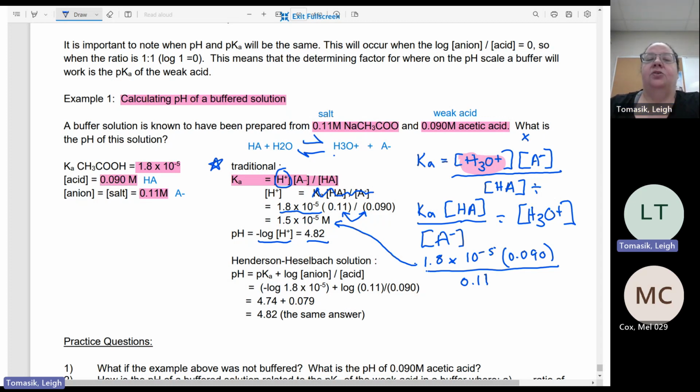In university, you will learn about the Henderson-Hasselbalch equation. The Henderson-Hasselbalch equation is a shortcut. So if we know the pKa of the acid and the concentration of the anion and the concentration of the acid, we could find this.